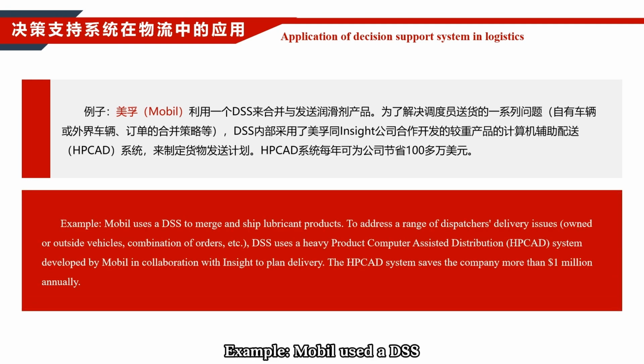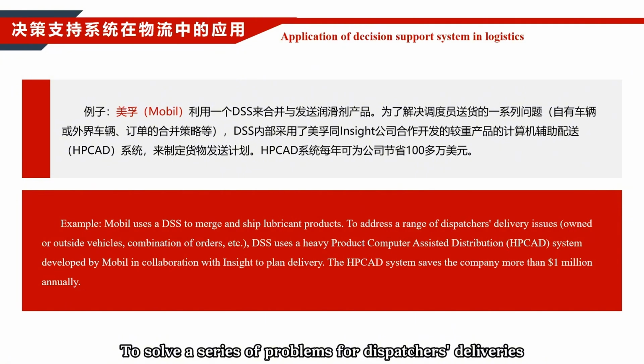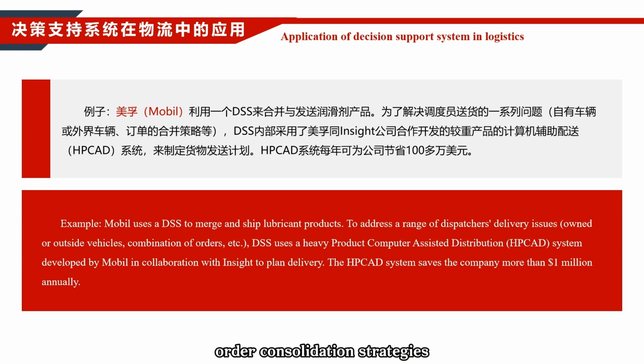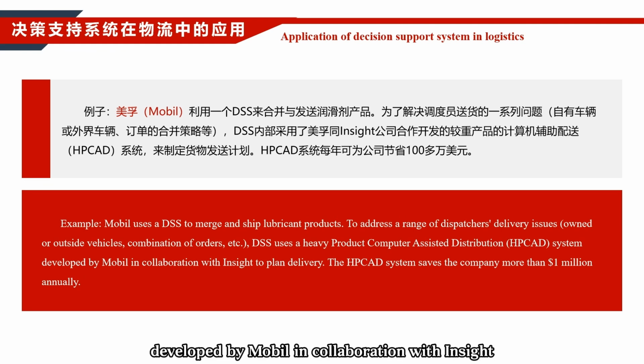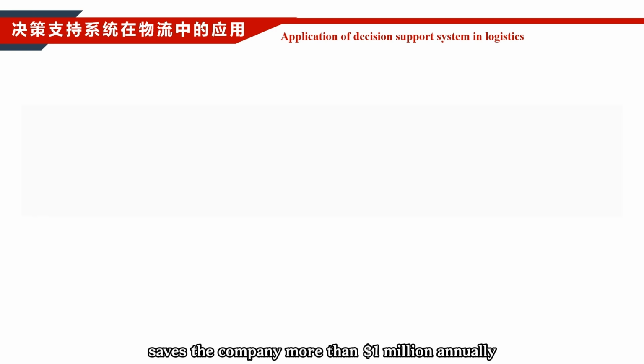Example: Mobil used a DSS to consolidate and ship lubricant products, to solve a series of problems for dispatchers, such as deliveries by own vehicles or external vehicles, order consolidation strategies, etc. The DSS used the Heavy Product Computer-Assisted Distribution, HPC, system developed by Mobil in collaboration with Insight to formulate cargo delivery plans. The HPC system saves the company more than $1 million annually.